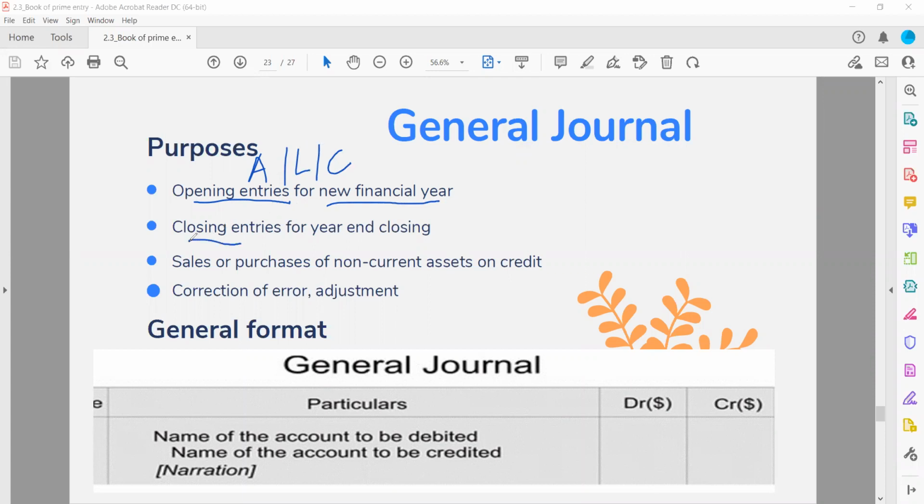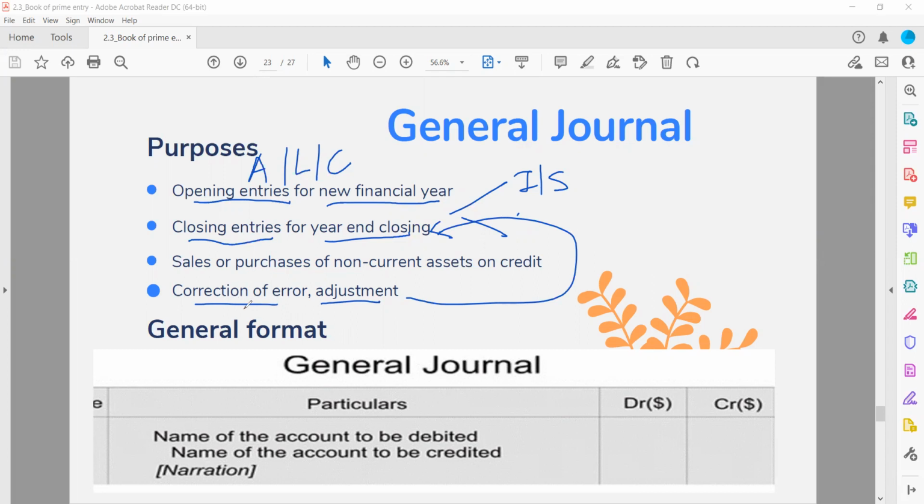At the end of the year, we have the closing entry for the year end. We have to transfer to the income statement. That is where we use the general journal. This is for the closing transfer. And any adjustment, the adjustment can happen at the year end. So this also uses the general journal.